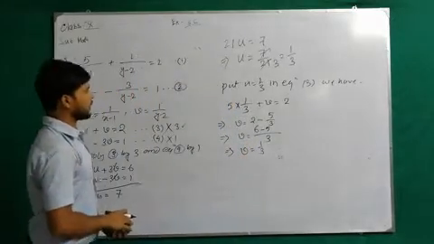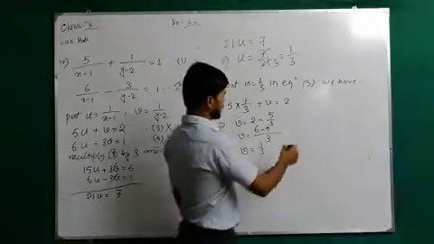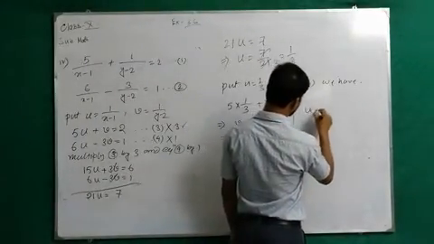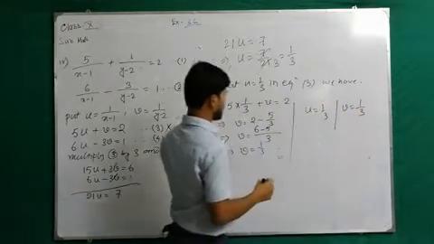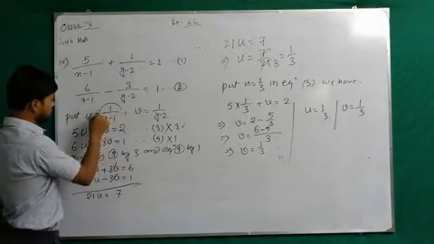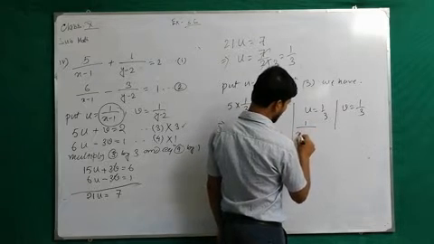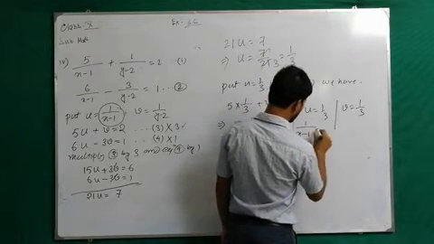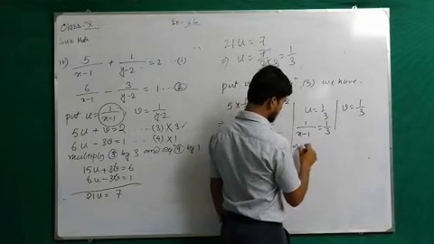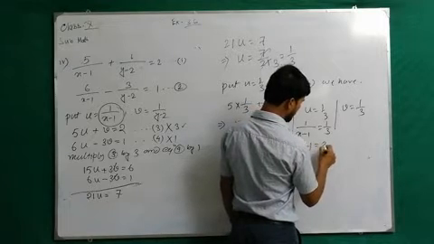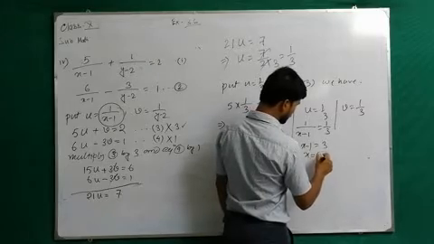So finally we calculated the value of u as 1 by 3 and value of v as 1 by 3. So u equal to 1 by 3 and v equal to again 1 by 3. Now according to our assumption, we have taken u equal to 1 by x minus 1. That means 1 by x minus 1 is equal to 1 by 3, which implies if I do the cross multiplication, x minus 1 will be equal to 3. That means x will be equal to 3 plus 1, that means 4.